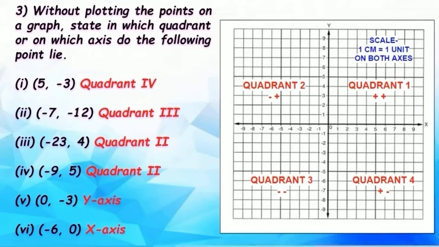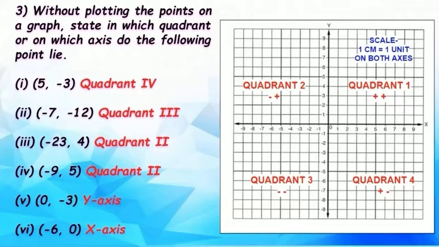The third question says, without plotting the points on a graph, state in which quadrant or on which axis the following points lie. So here we are not required to plot the points, but just by observing the coordinates, the ordered pairs that have been given to us, we have to find out in which quadrant the point lies.